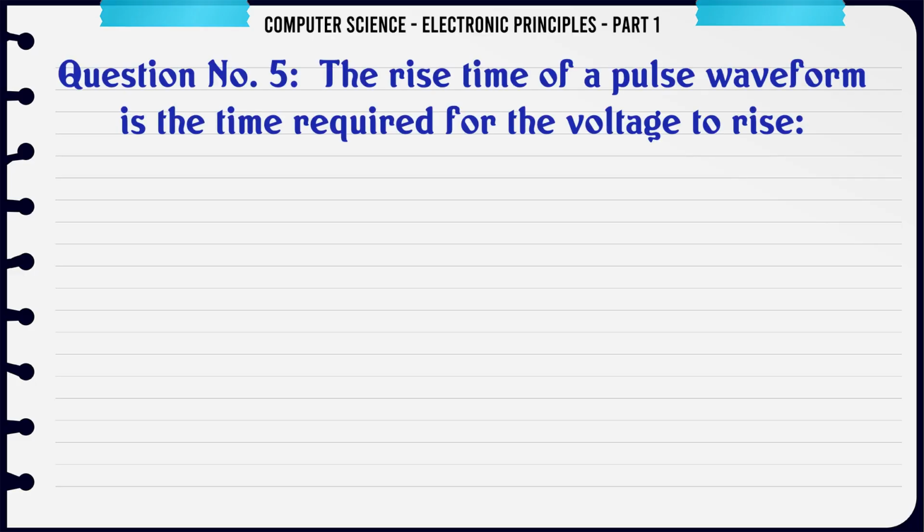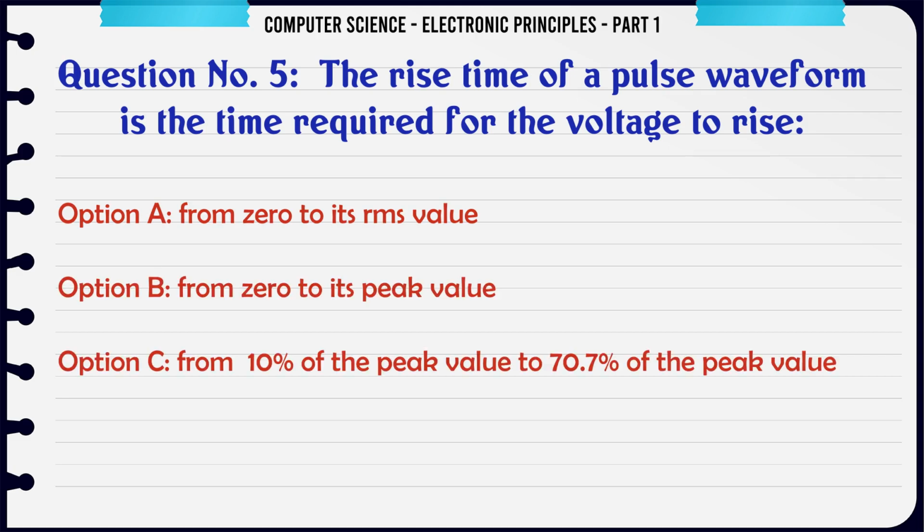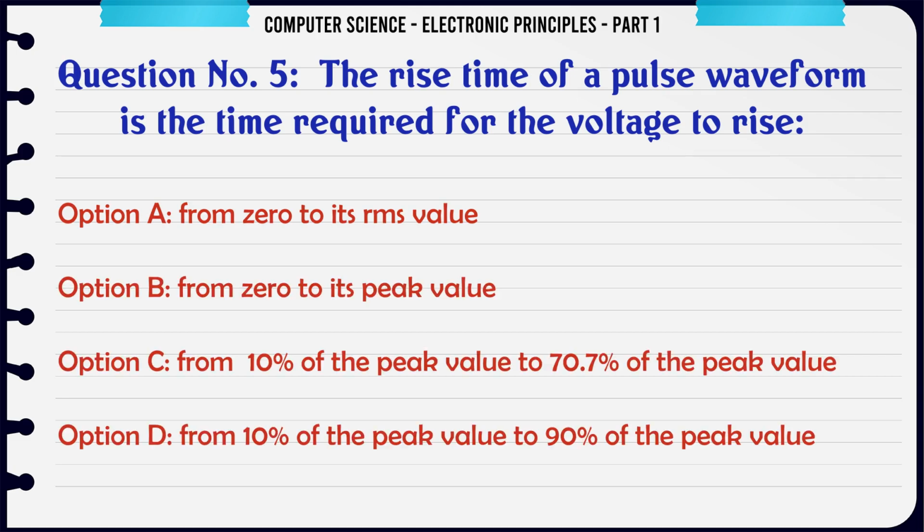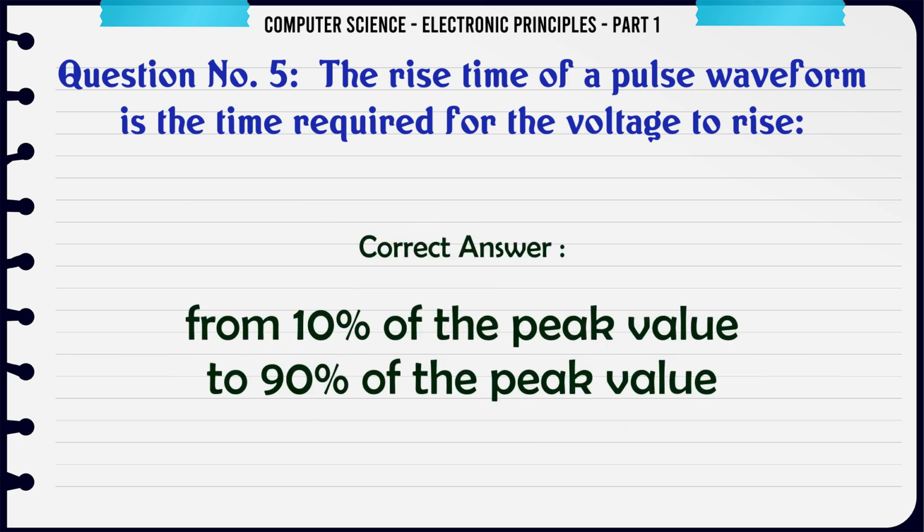The rise time of a pulse waveform is the time required for the voltage to rise: A. from 0 to its RMS value, B. from 0 to its peak value, C. from 10% of the peak value to 70.7% of the peak value, D. from 10% of the peak value to 90% of the peak value. The correct answer is from 10% of the peak value to 90% of the peak value.